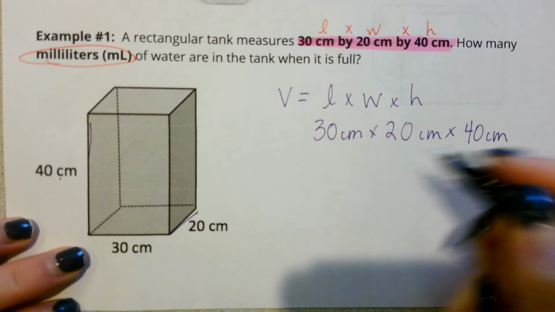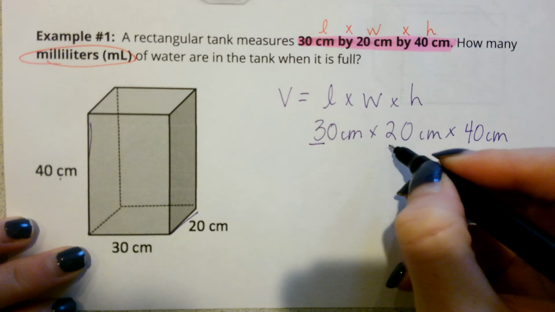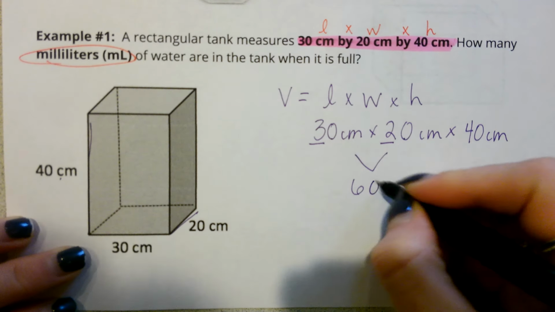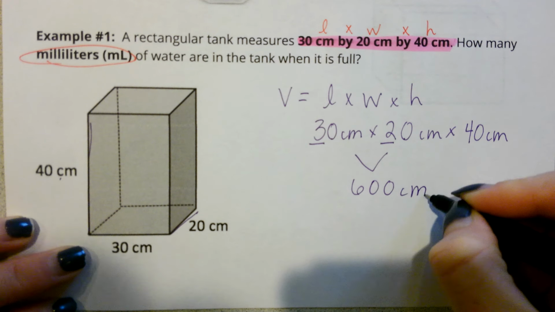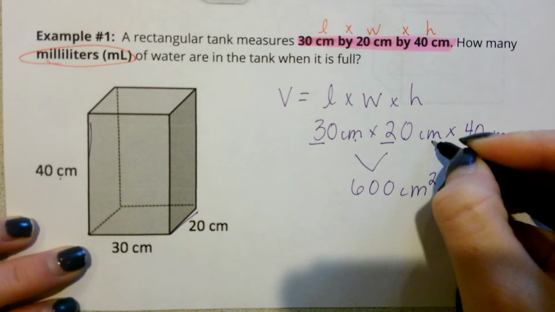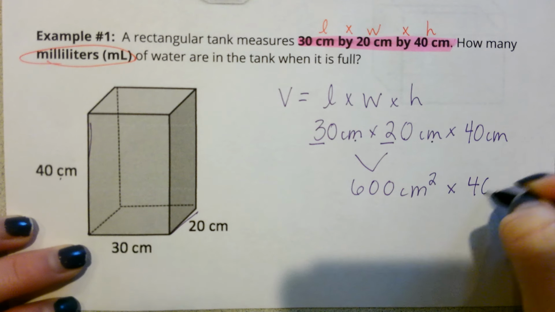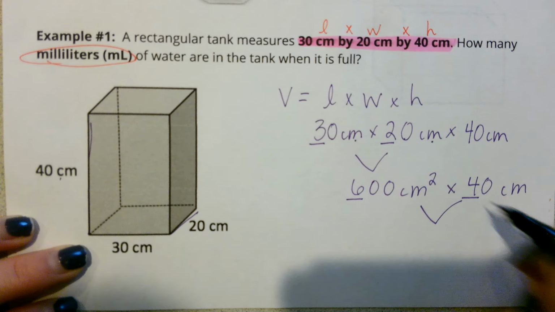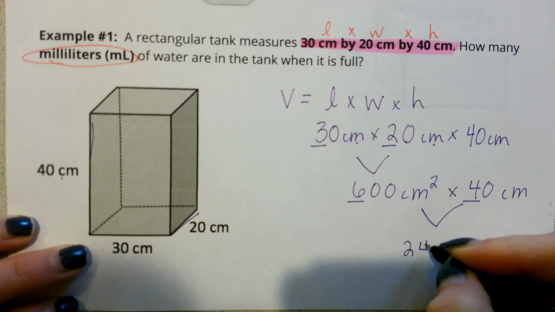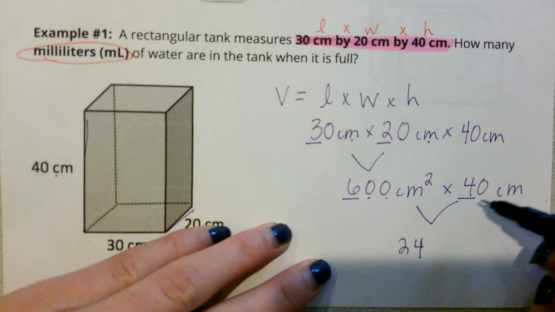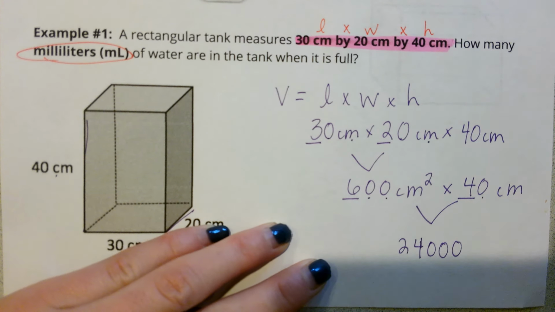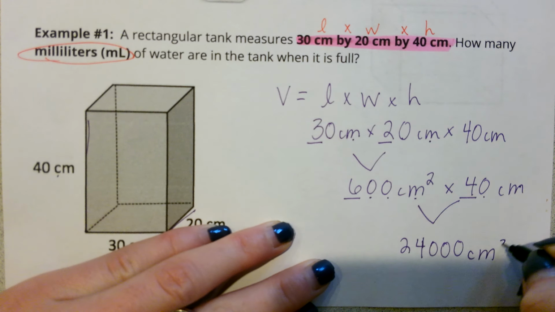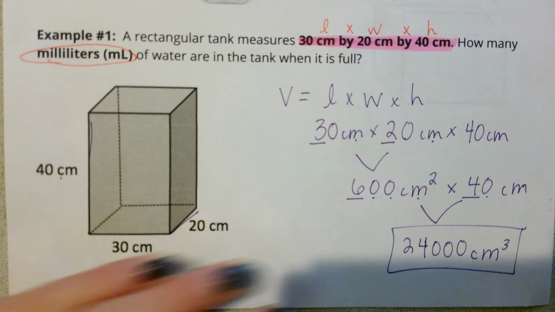I can multiply by factors of 10 by saying 3 times 2 is 6, and then I have 2 factors of 10. That would give me centimeters squared because I multiplied centimeters times centimeters, and I still have this 40 centimeters. I can multiply by factors of 10 again, so 6 times 4 is 24, and then I have 10 times 10 times 10. So I can add those on the end. I have centimeters squared times centimeters, so I have centimeters cubed because I'm finding volume.